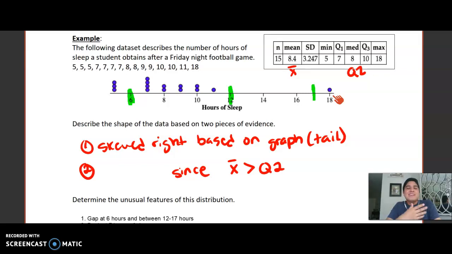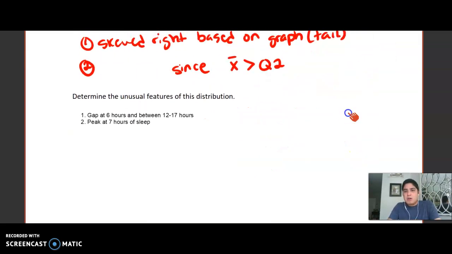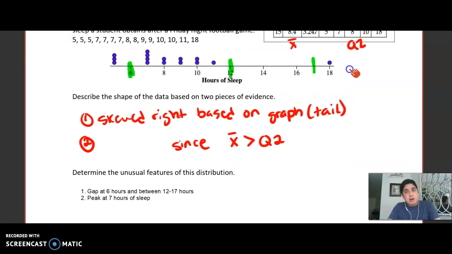I'm going to make you list all 3 during practice in class. But on the actual AP exam, rest assured, you only have to be able to identify either the gap or the outlier. Or if there is none, just tell me there's no unusual features. So let's take a look here at using our IQR rule, the outlier rule.